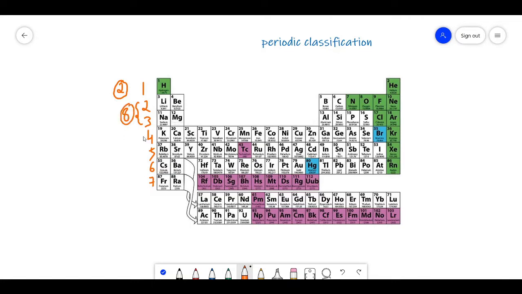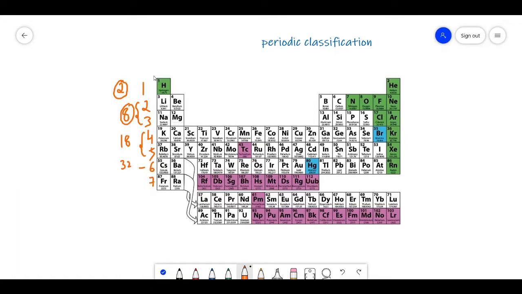The fourth and fifth are called long periods. They contain 18 elements. The sixth one is called the longest, and it contains 32 elements, whereas the seventh one is incomplete. So these are the 7 periods. When coming to the groups, the periodic table has 18 groups: 1 and 2, 3, 4, 5, 6 and up to 18.